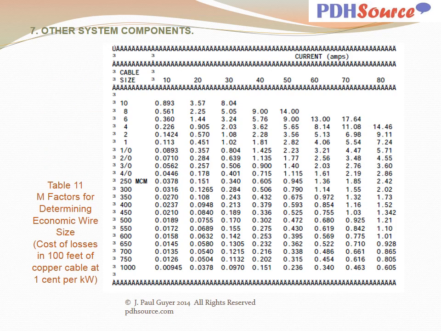Table 11 indicates the M factors for determining economic wire size, the cost of losses in 100 feet of copper cable at 1 cent per kilowatt-hour.